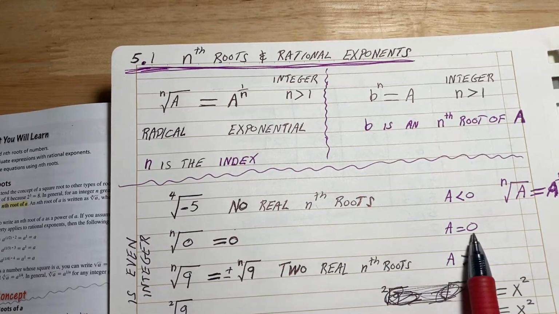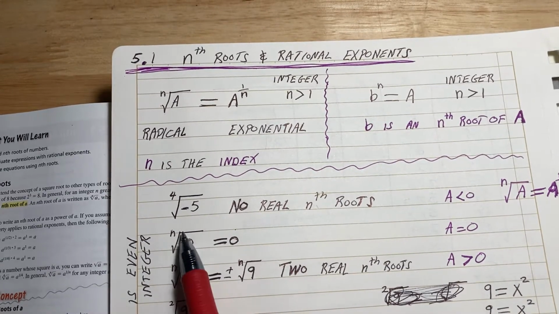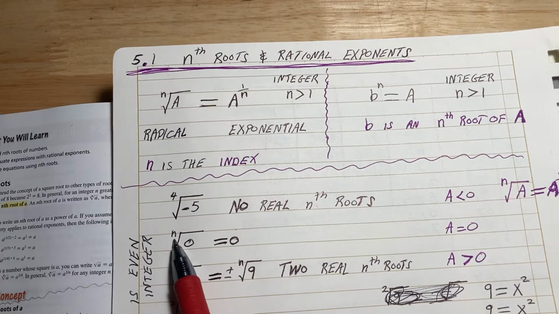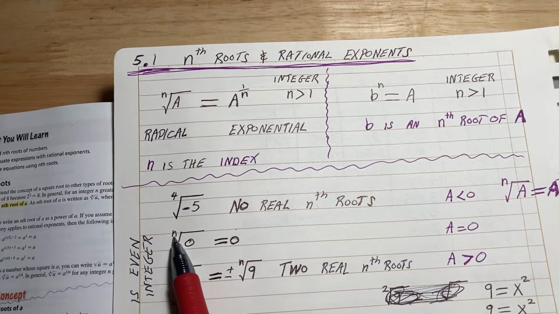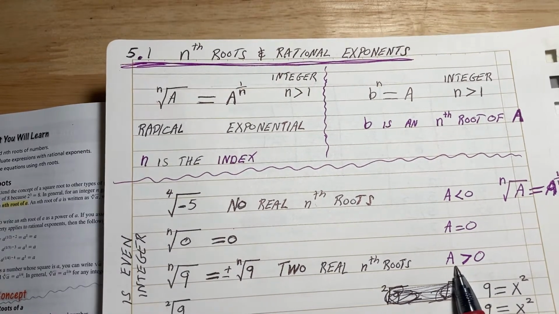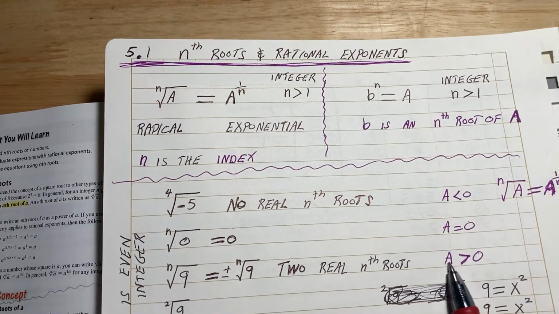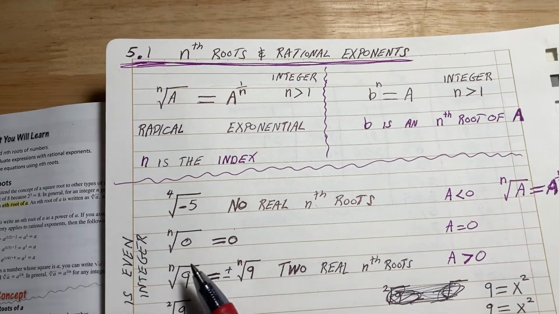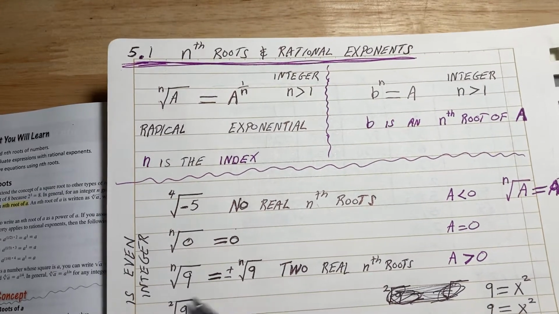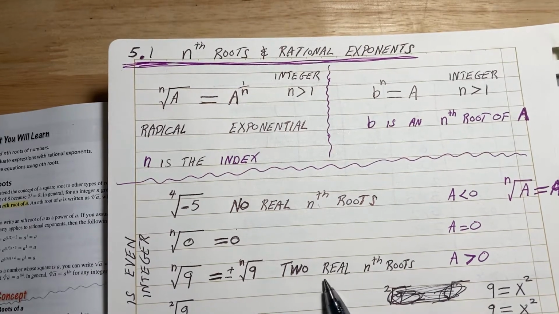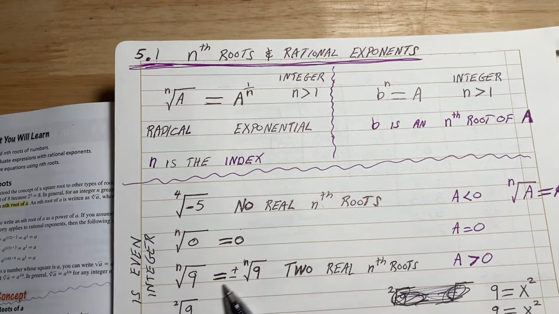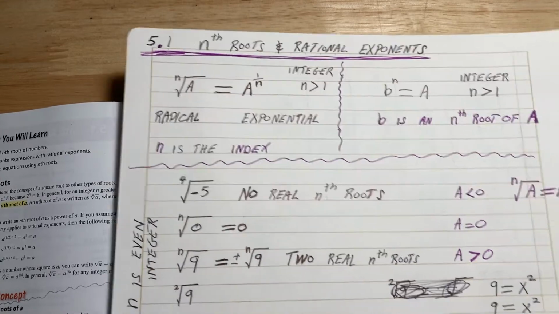If a is 0 and n is positive, it doesn't matter. That's always going to be 0, whether that's positive or negative. And when a is greater than 0, or positive, in this case, you can get 2 real nth roots. So be careful of this, because this is where people make mistakes.